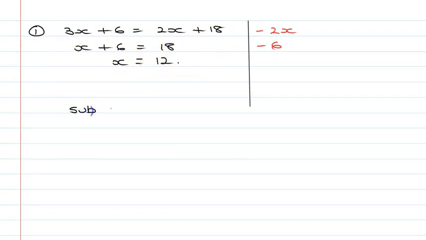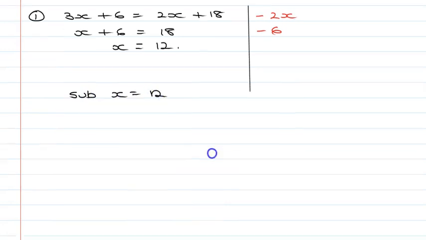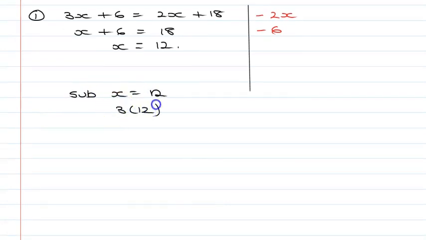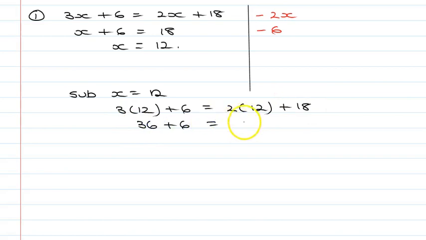So sub x equals 12 in, you get 3 times 12 plus 6 equals 2 times 12 plus 18. So 3 12s are 36 plus the 6, 2 12s are 24 plus the 18, 42 equals 42. So the left hand side equals the right hand side, so it's checked, it's correct.